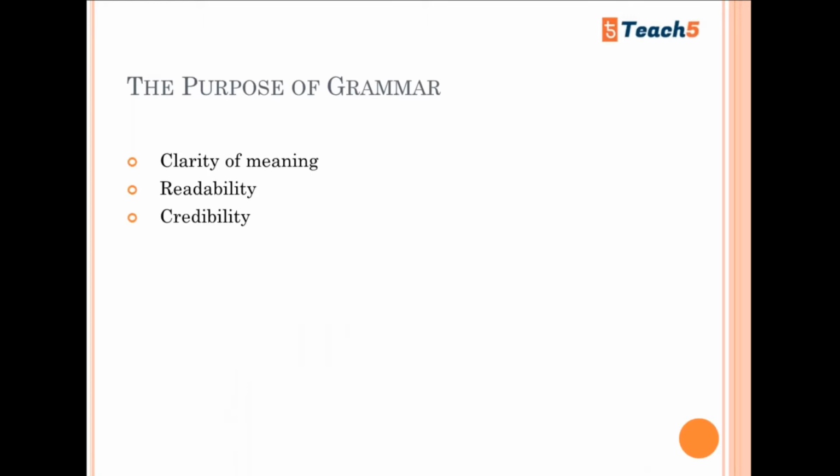The purpose of grammar will always give us clarity of meaning, readability and credibility. Okay, so grammar gives you a clear picture of what you intend to say. And if the reader is unable to understand what you're trying to say, it's considered a grammatical error in any of the tests like IELTS, PTE, TOEFL, GRE, GMAT, SAT. But Teach 5 will clearly explain what the purpose of grammar is. Let's look at the next slide.